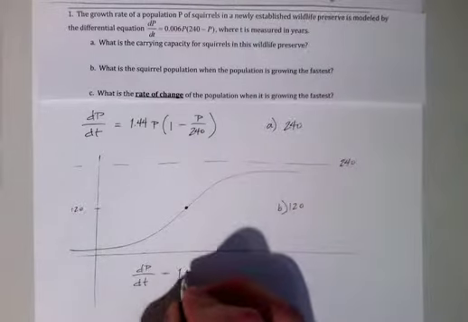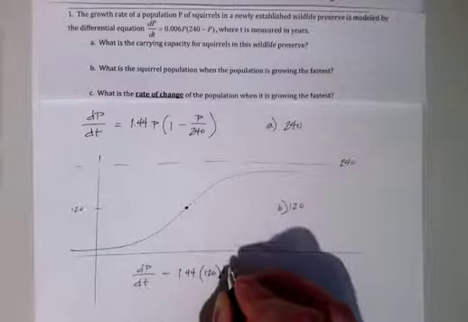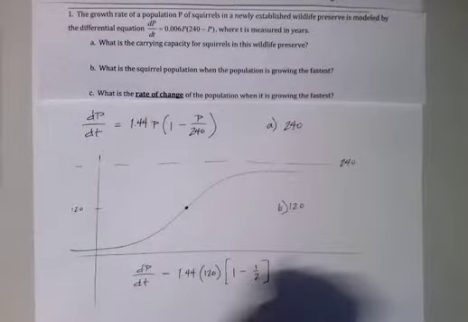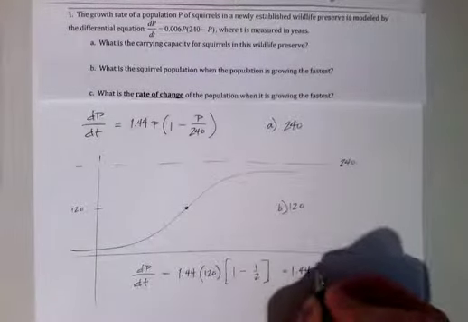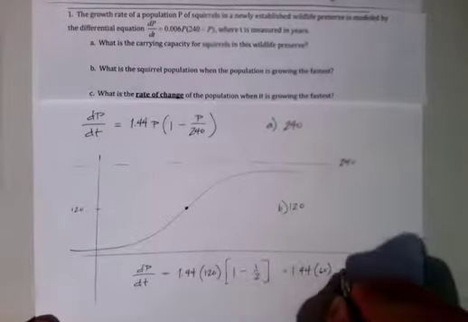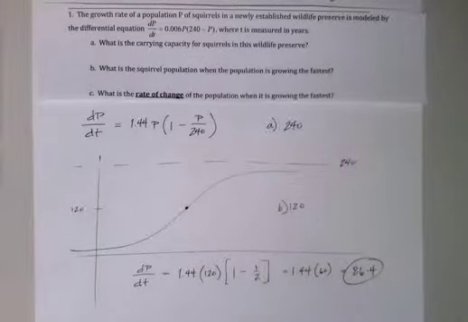You're going to use your calculator probably anyway, so let's go ahead and use the form that we have. 120, and then 1 minus 120 over 240. So basically that's 1.44 times half of 120, and 1.44 times 60 is 86.4, okay? The rate of change of squirrels per year is 86.4 at that particular time, because P is measured in squirrels and T is measured in years.